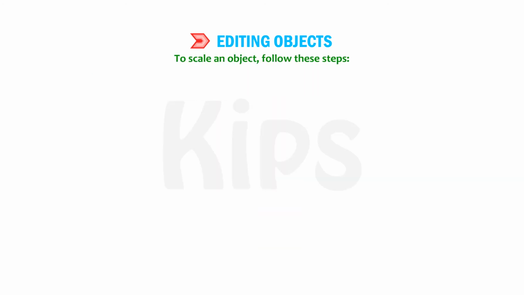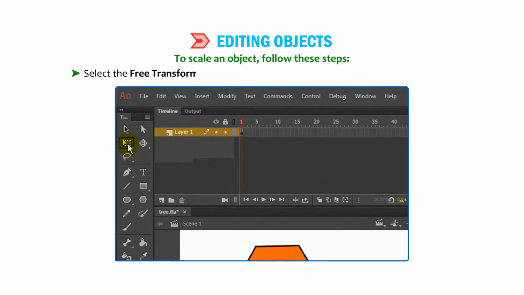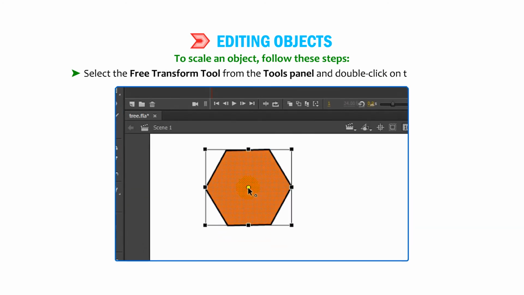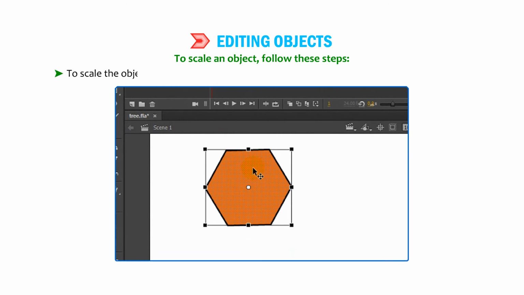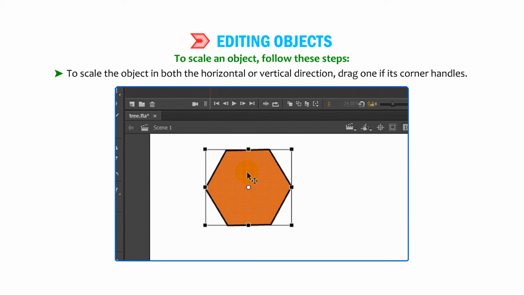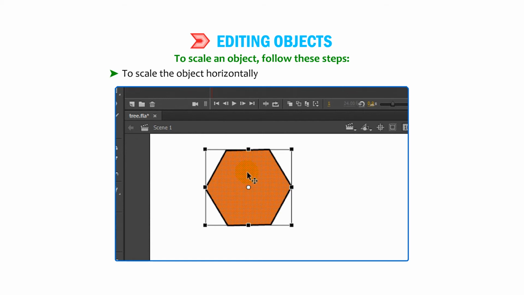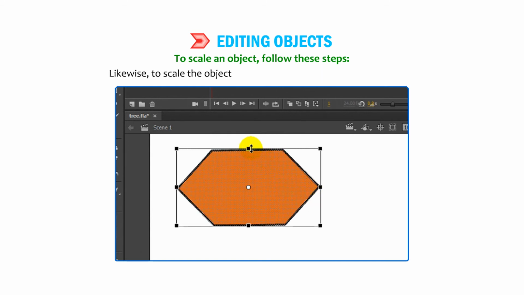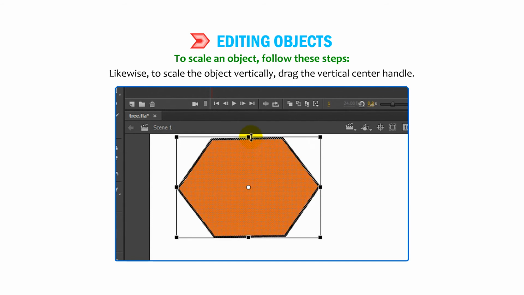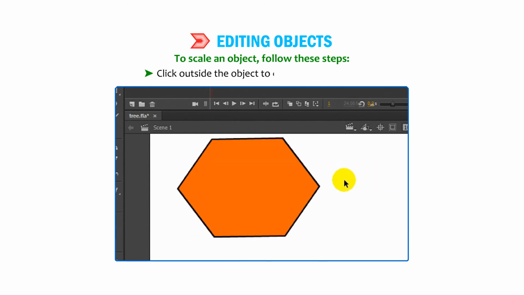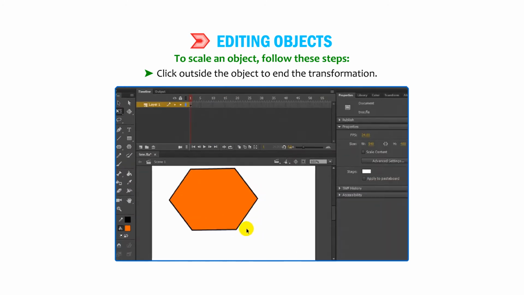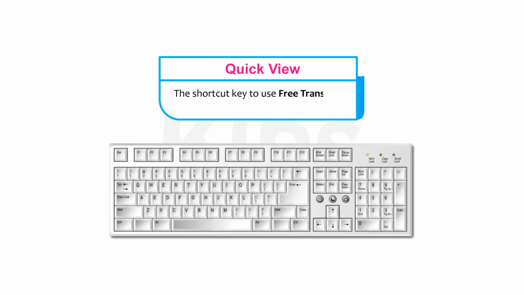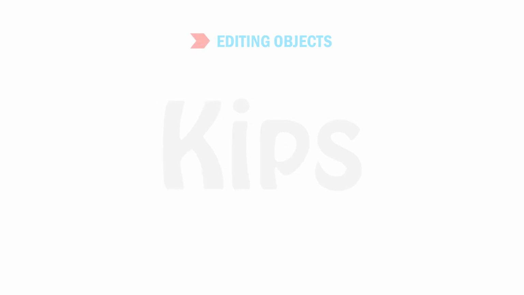To scale an object, follow these steps. Select the Free Transform tool from the Tools panel and double-click on the object. To scale the object in both the horizontal and vertical direction, drag one of its corner handles. To scale the object horizontally, drag the horizontal center handle. Likewise, to scale the object vertically, drag the vertical center handle. Click outside the object to end the transformation. Students, let me quickly tell you that the shortcut key to use the Free Transform tool is Q.